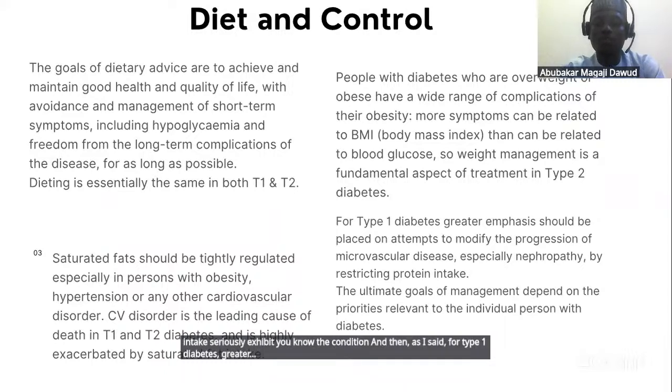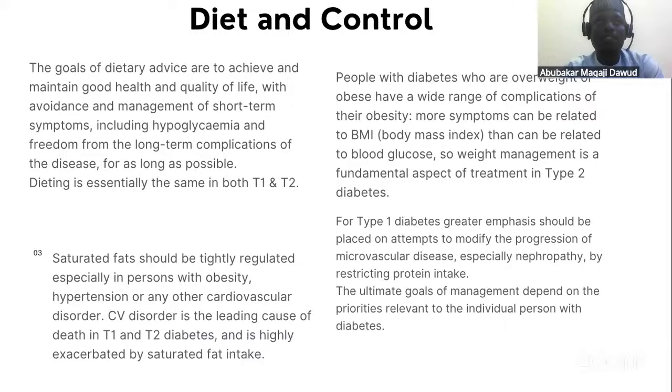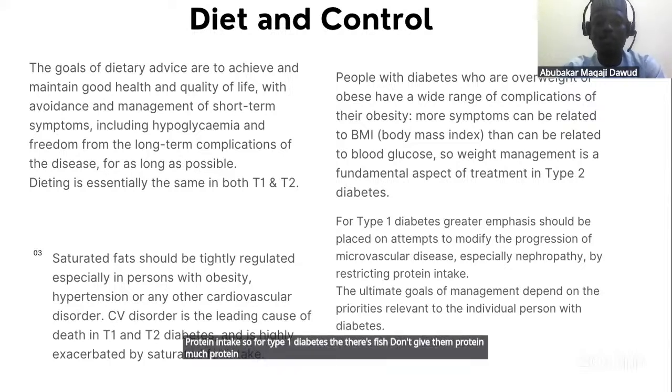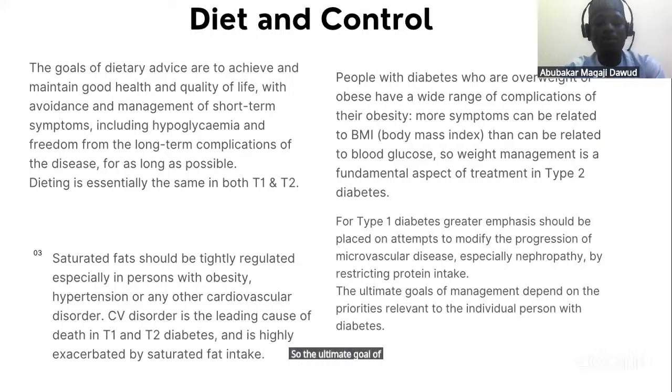modify the progression of cardiomyopathy by restricting protein intake. So for type 1 diabetes, we don't give them much protein. Their protein should be highly and tightly regulated due to the risk of nephropathy. So the ultimate goal of management depends on the priorities relevant to that individual.